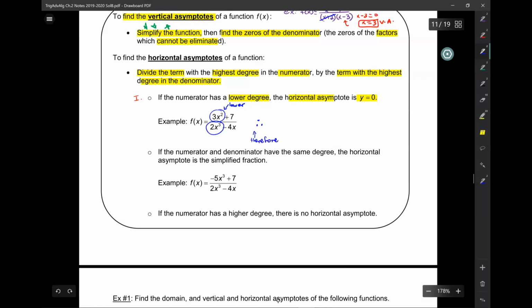Oh, nice. So that's a mathematical symbol that means therefore. It's just 3 dots arranged in a triangle. Okay, so therefore, the horizontal asymptote is y equals 0. That's it. This is the simplest case.